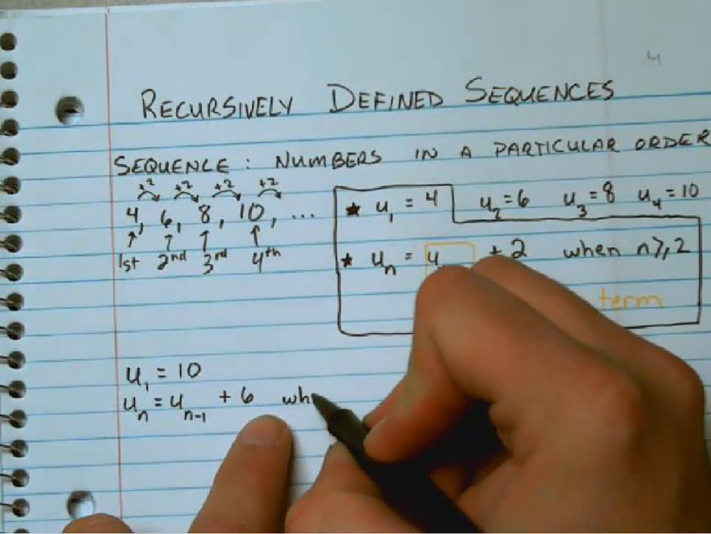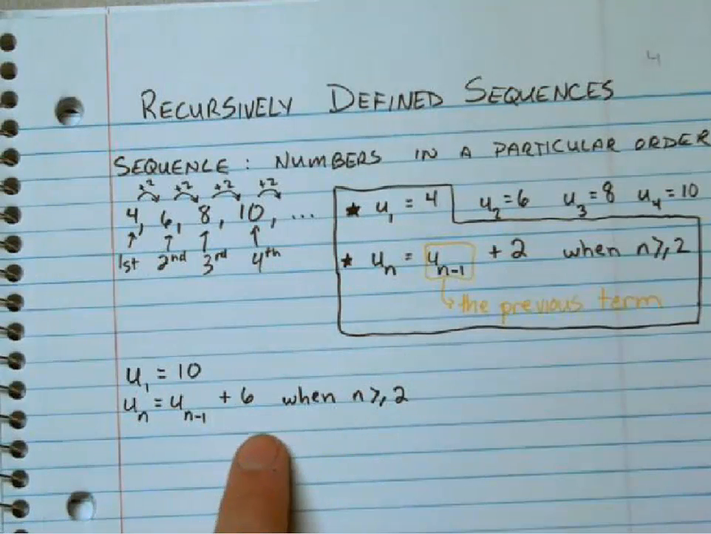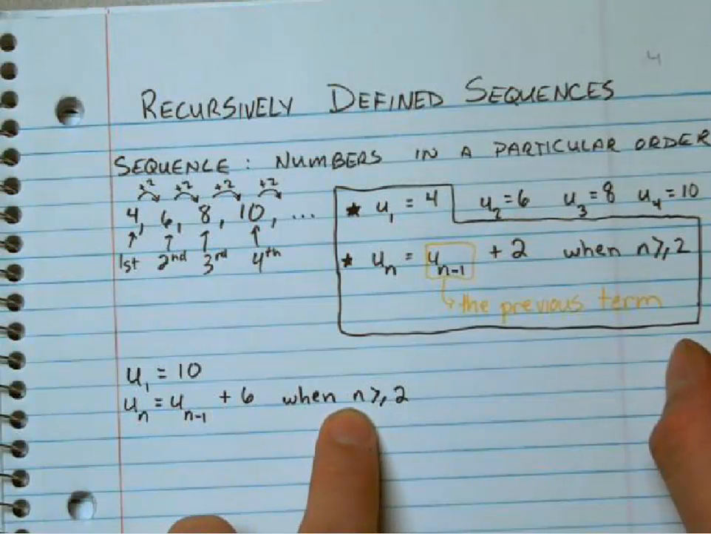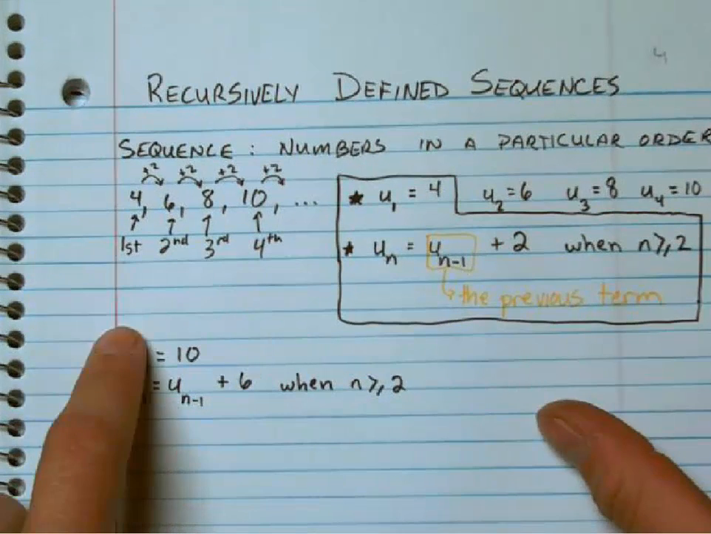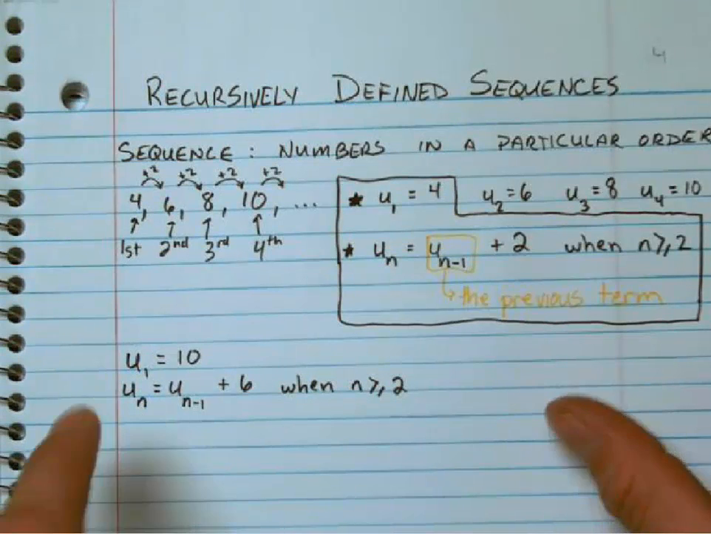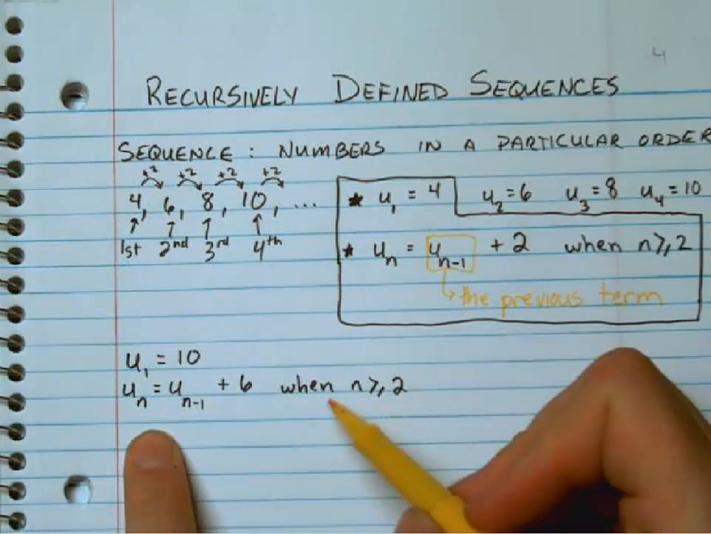And we're going to use this rule when n is greater than or equal to 2. We're going to have this part happen so often that eventually we're just not going to write it. And we'll know that if you're looking at this, if it tells you what u sub 1 is, then use it. Otherwise, you have to use this one. So let's see if we can figure out what this means.